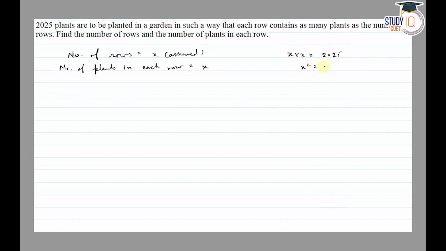So, x square is equal to 2025 and x is equal to root over 2025. So, to find this out, we need its root. Now, we will find its factors. So, firstly, we will divide by 3.